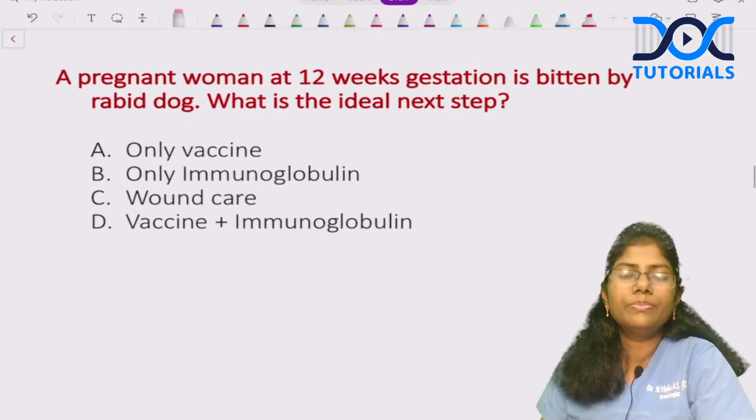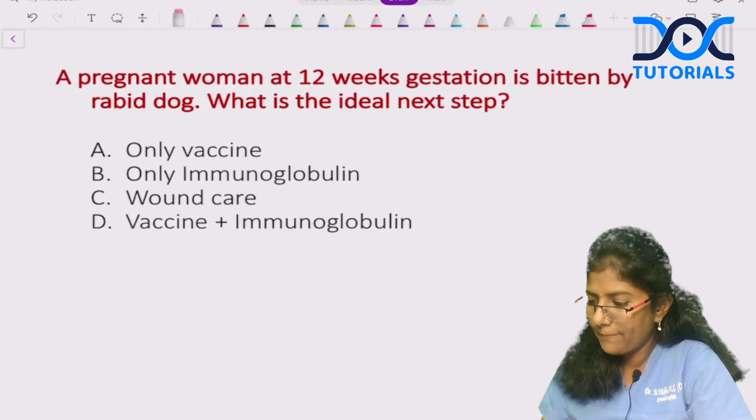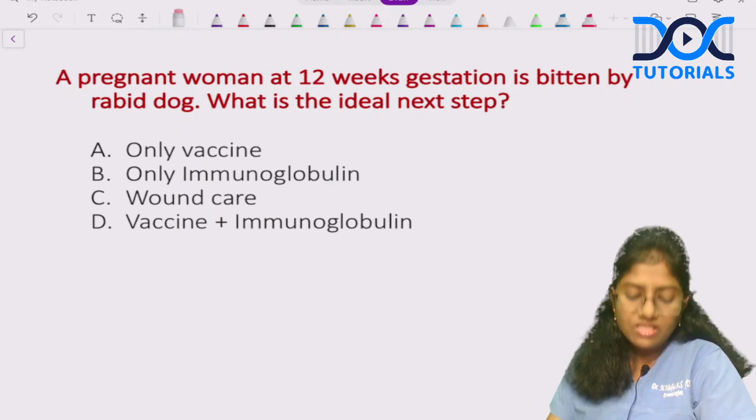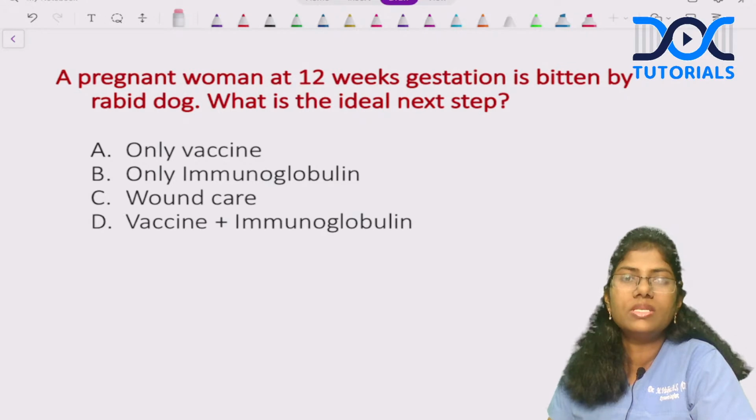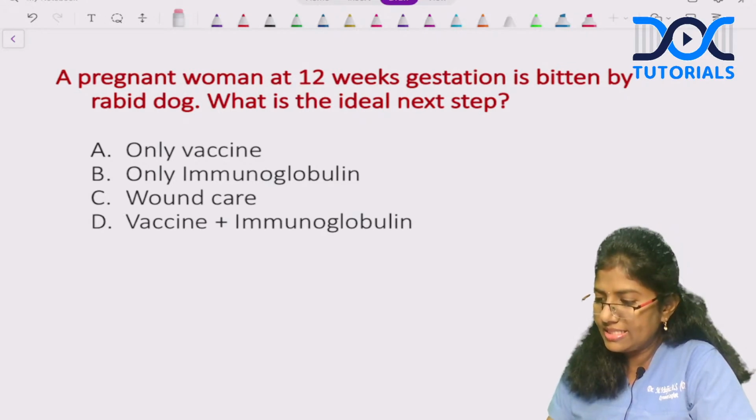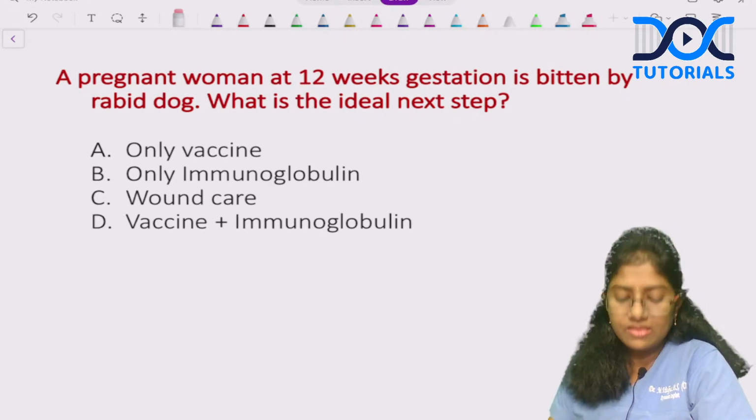So I think now you can hear me. Look at this question. A pregnant woman at 12 weeks gestation is bitten by a rabid dog. What is the ideal next step?